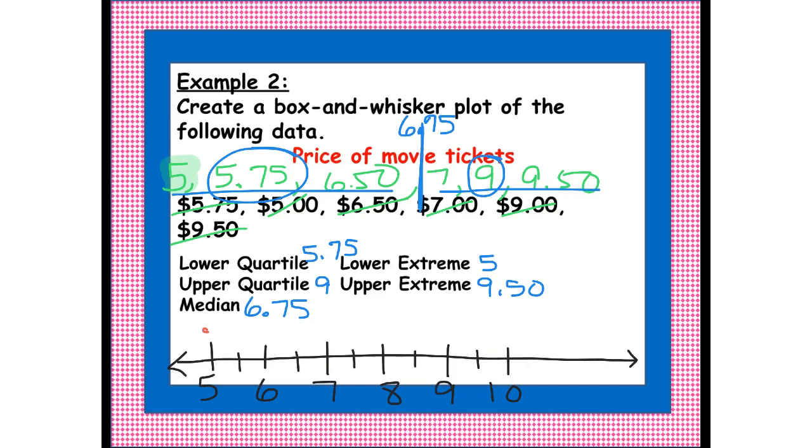My lower extreme is at 5. My upper extreme, $9.50. My lower quartile, $5.75, so halfway between the 5.50 and the 6 lines. My upper quartile is 9. And my median is $6.75, so it's going to be right there. Then I draw my box around my quartiles, draw a line through the median, and then draw my whiskers.